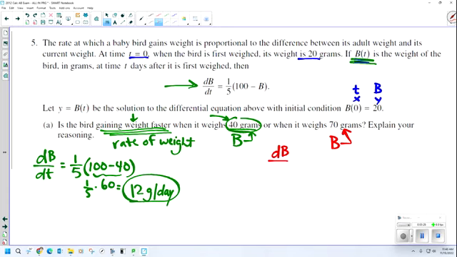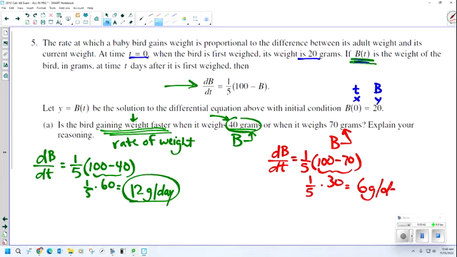Our derivative, or our change in rate of the weight at 70 means my b value is 70. This is 30. Still got to multiply it times 1/5. That is 6 grams per day. Now, obviously, 12 is bigger than 6. But see this? Explain your reasoning.